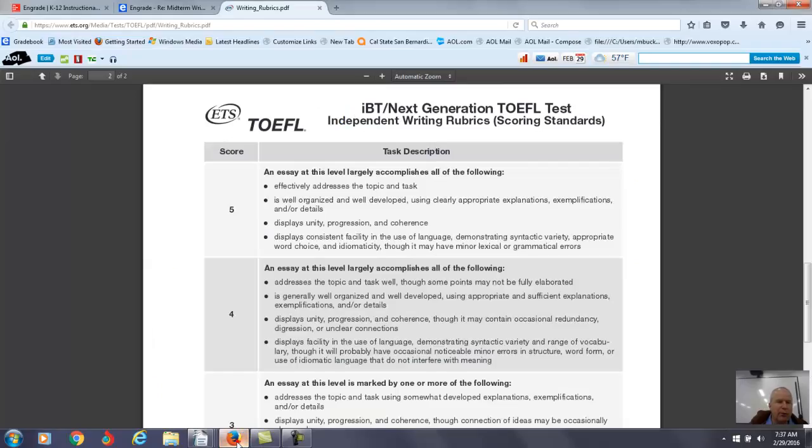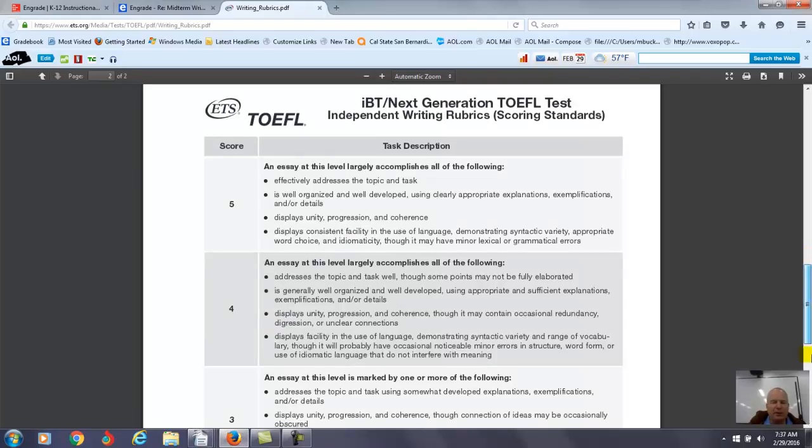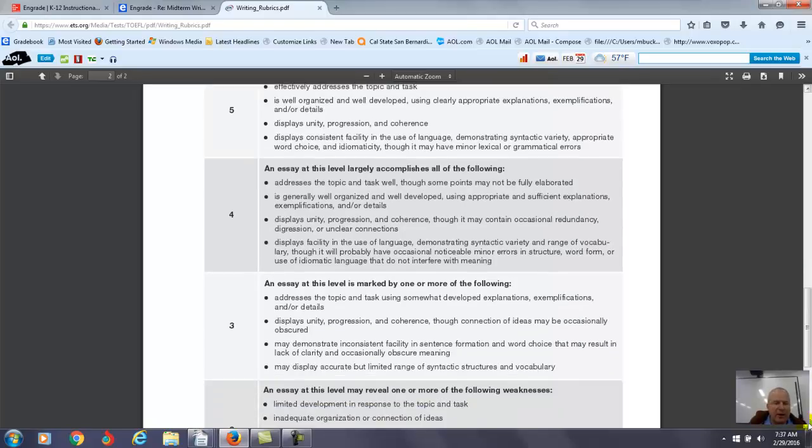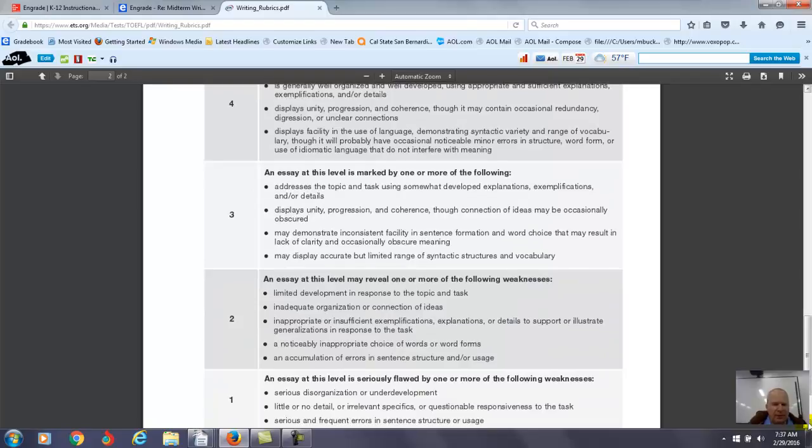Actually, let's go to the rubrics. And you can click on the link also to learn about the rubrics that I used. I think this is the best one I've seen so far in this class. I think you have a noticeably inappropriate choice of words or word forms, an accumulation of errors in sentence structure or usage. I'm going to put you in this area due to some of your language uses, but not because of your organization and development. You organize and develop ideas fairly well, but you're still having some language use issues. So I'm going to put you in the 2 range on this essay.